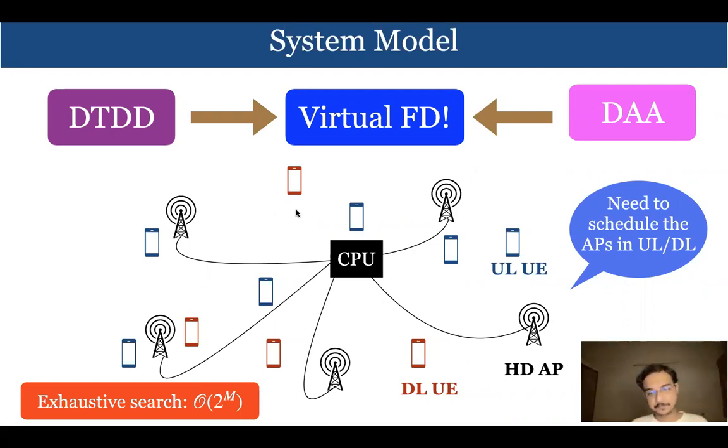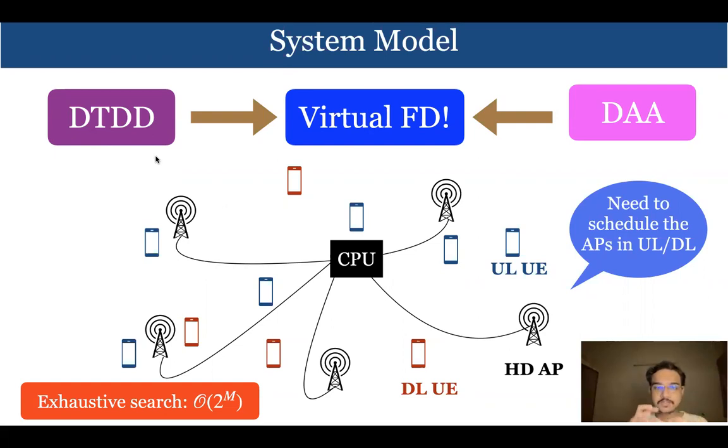Now in our system model, we consider both uplink and downlink queues being present at any given time slot. In such a scenario, time division duplexing is a suboptimal scheme because in a TDD based system, all the access points will either operate in uplink or will operate in a downlink mode. But here we need to serve both uplink and downlink queues simultaneously. To do so, we want to enable dynamic TDD.